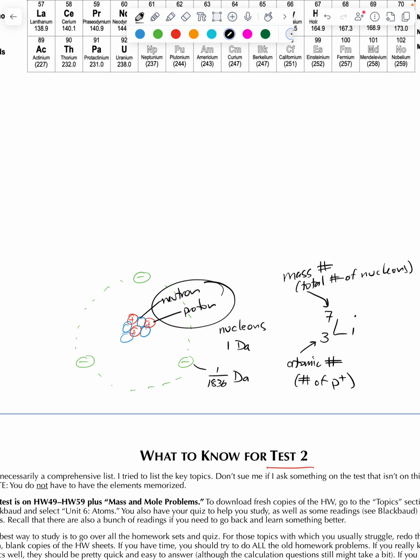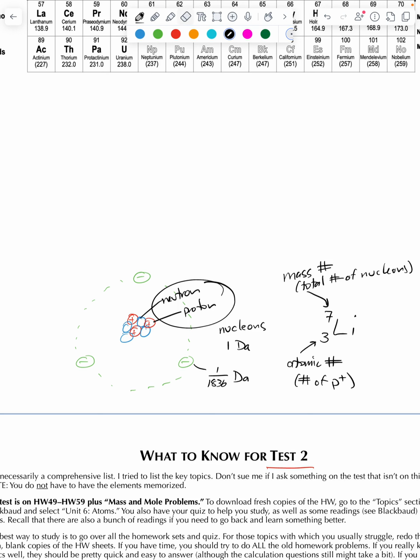Now what if I did this? What if I took my eraser and I erased one of the electrons? So that lithium atom is no longer neutral. A neutral atom has the same number of protons as electrons, but now I got rid of an electron, so it's no longer neutral. So how would we write the symbol for that?